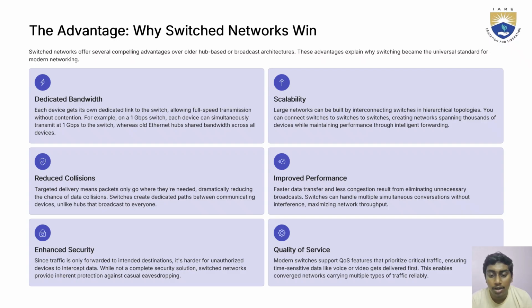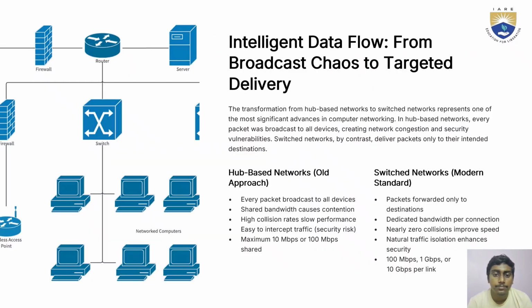Quality of service. Modern switches support QoS features that prioritize critical traffic, ensuring time-sensitive data like voice or video gets delivered first. Intelligent data flow. From broadcast chaos to targeted delivery. The transformation from hub-based networks to switch-based networks represents one of the most significant advances in computer networking. In hub-based networks, every packet was broadcast to all devices, creating network congestion and security vulnerabilities. Switched networks, by contrast, deliver packets only to their intended destinations.